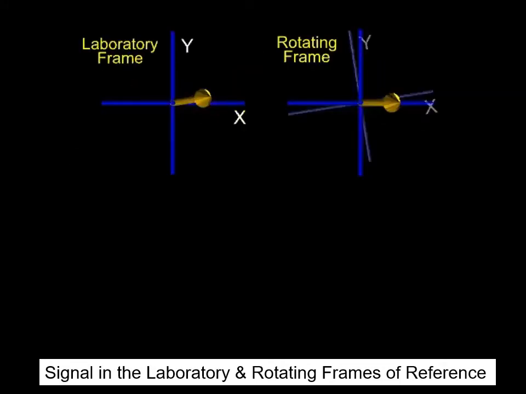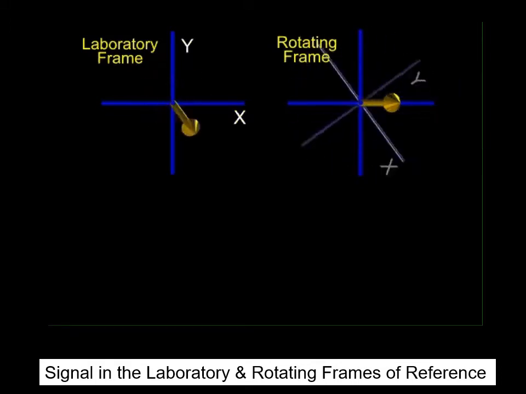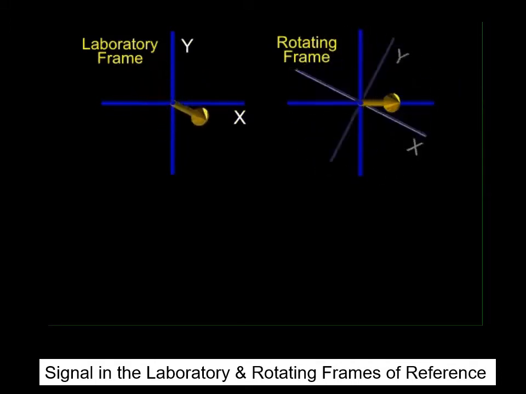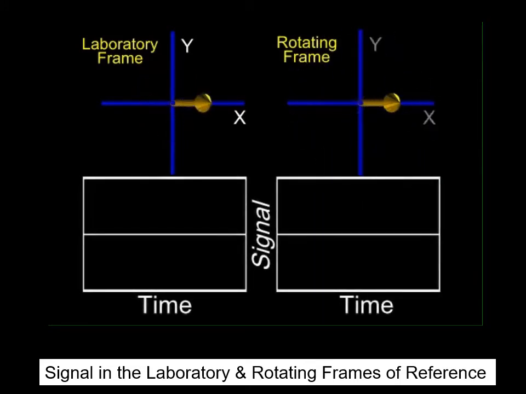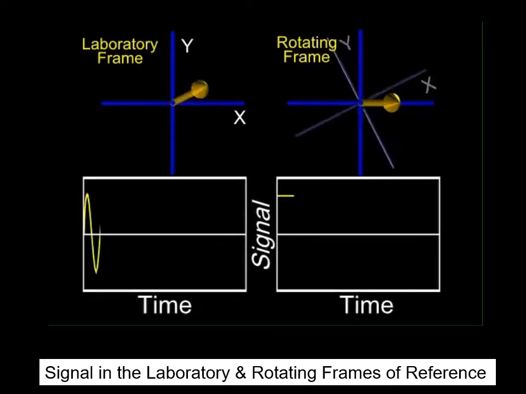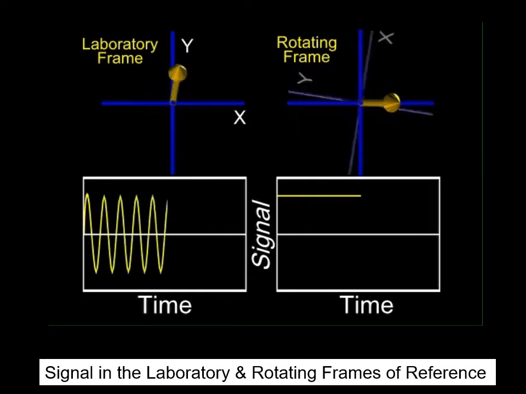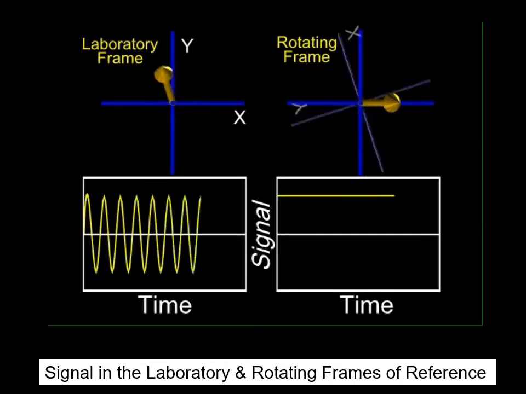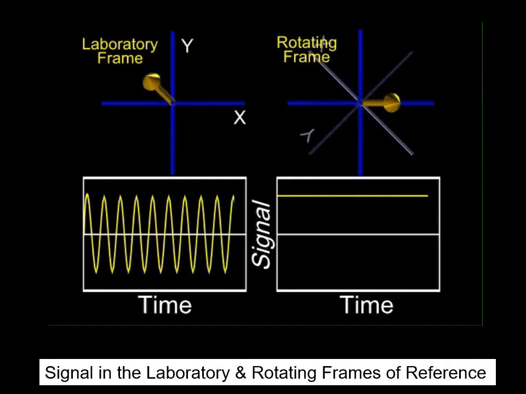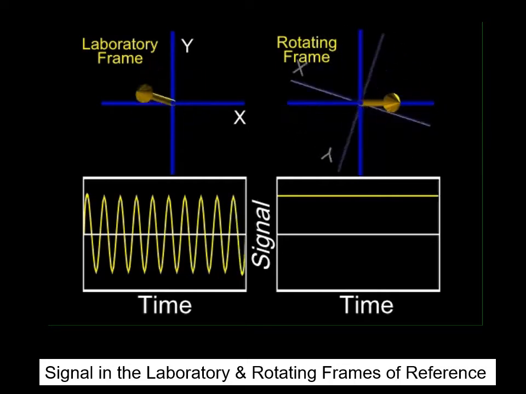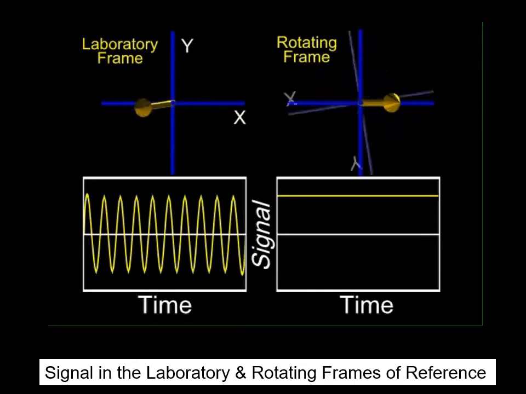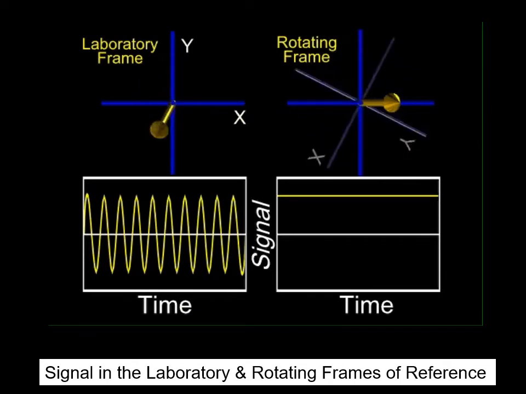We now will look at the signal that is generated in our detection instruments in the laboratory frame of reference and the rotating frame of reference. On the left side, we have the laboratory frame of reference. On the right side, we have the rotating frame of reference. On the left side, every time the bulk magnetization precesses around the z-axis, we get one full cycle oscillation in the signal, and the amplitude is equal to the amplitude of the vector projected on the xy plane. However, in the rotating frame of reference, the amplitude is constant over the entire measurement cycle, and the amplitude is equal to the projection of the bulk magnetization vector onto that xy plane.